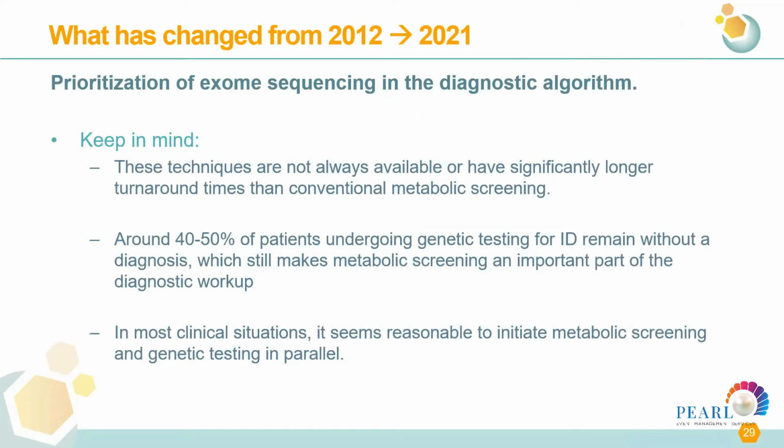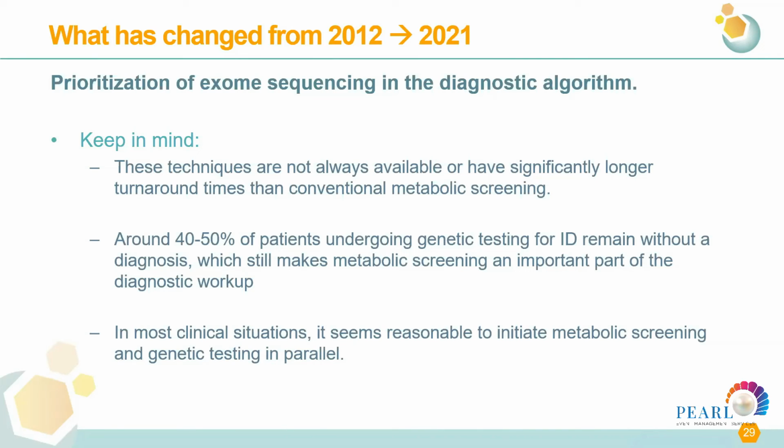The prioritization of exome sequencing in the diagnostic algorithm aided in a higher yield of diagnosis for these patients. You have to keep in mind, however, that genetic testing is not always available or easily accessible. It has a significantly longer turnaround time compared to conventional metabolic screening. Around 40 to 50% of patients undergoing genetic testing for intellectual disability remain undiagnosed, which still makes metabolic screening an important part of the diagnostic workup, and as they suggested, it has to be done in parallel.